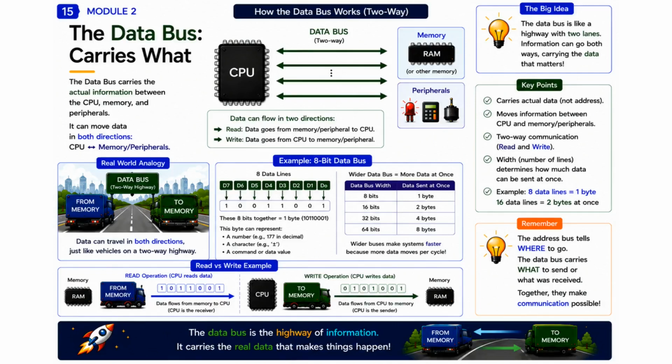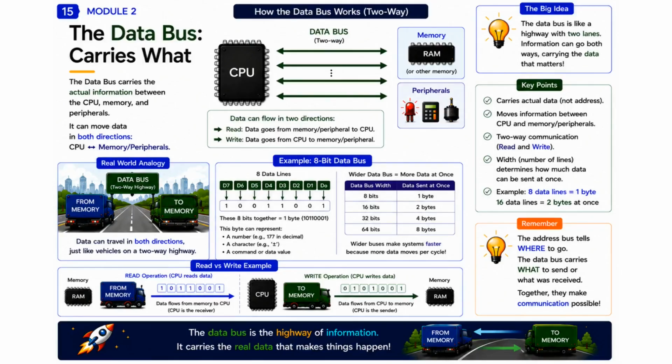You can think of it as a two-way highway. Vehicles can move in both directions, carrying important goods to different destinations. The data bus works in exactly the same way. During a read operation, the CPU asks for information. The memory or peripheral then sends the data back to the CPU. In this case, the CPU is the receiver. During a write operation, the CPU sends information to memory or to another device. Now the CPU becomes the sender.